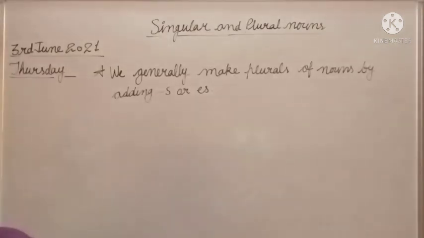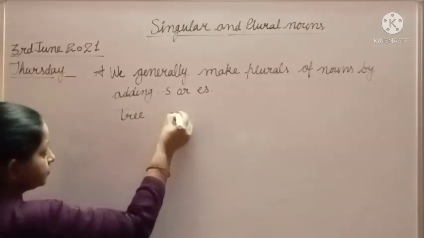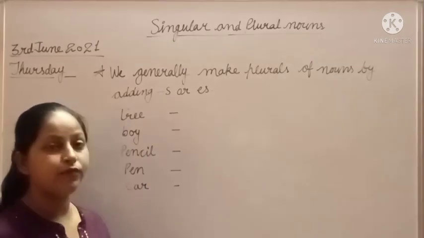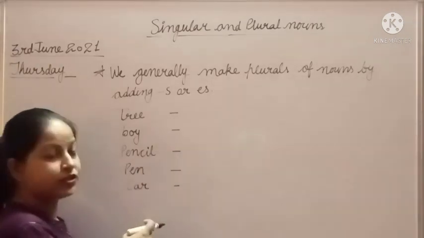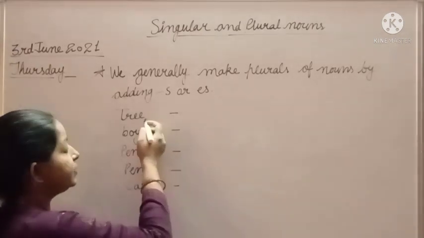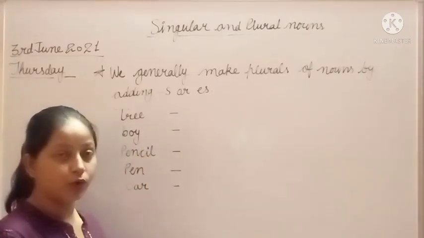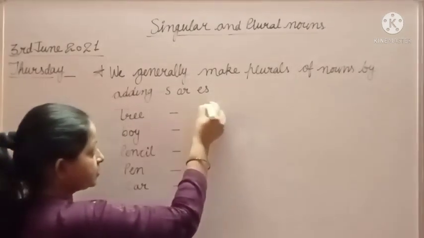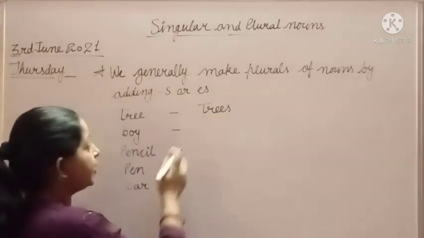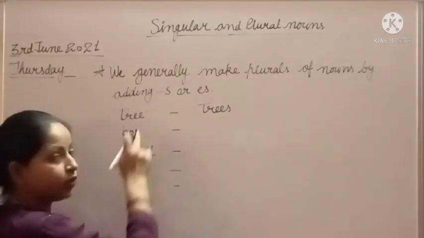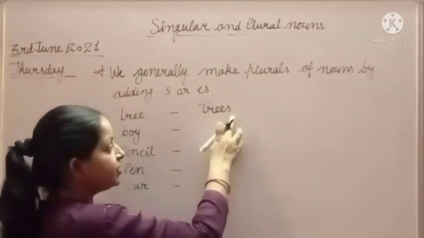Like tree, these are some nouns, and now we have to make the plural of each and every noun. Tree, yes, we can add s at the end of this noun to make plural. Tree, trees. If you have one tree, then you will write tree. If you have many trees, then you will write trees.